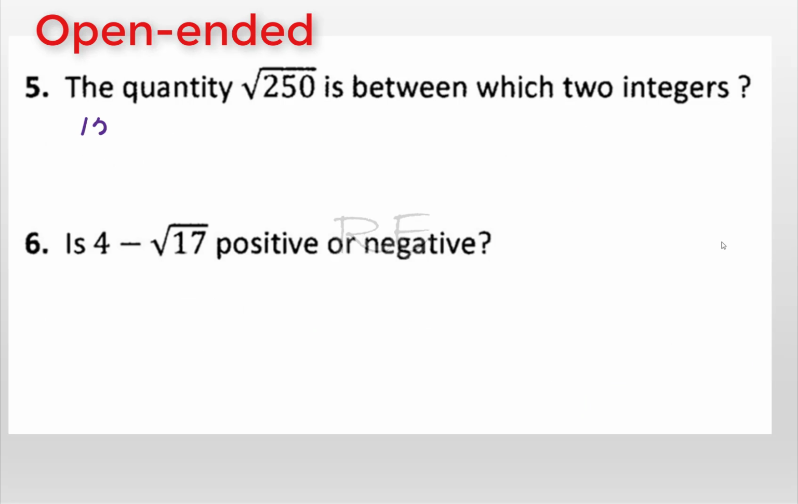We want to know the location of the square root of 250. 15 times 15 is 225, a perfect square. 16 times 16 is 256, a perfect square. 250 is between 225 and 256.